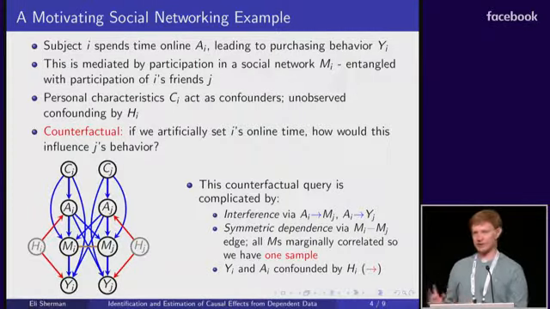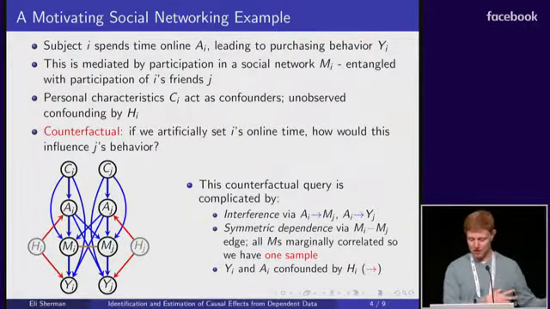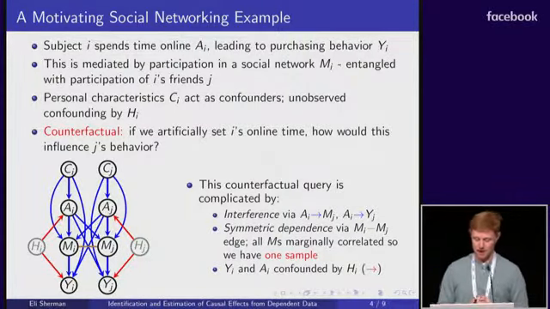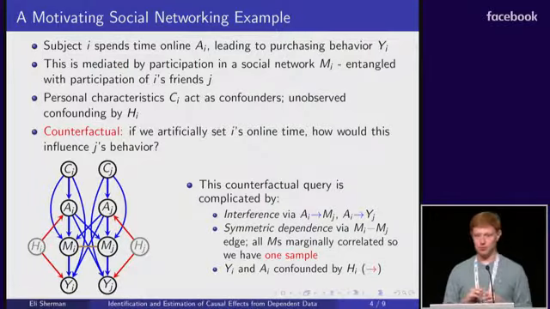So bringing this closer to the present work, let's consider the following social network, which is represented by the graph on the bottom left. So subject I spends time on a social network, and that leads to purchasing behavior or maybe voting behavior, some political action. That's mediated by participation in some social network, which we represent by M, which is entangled through the social network with person I's neighbors.